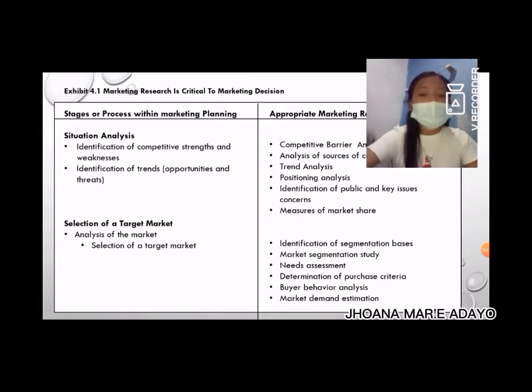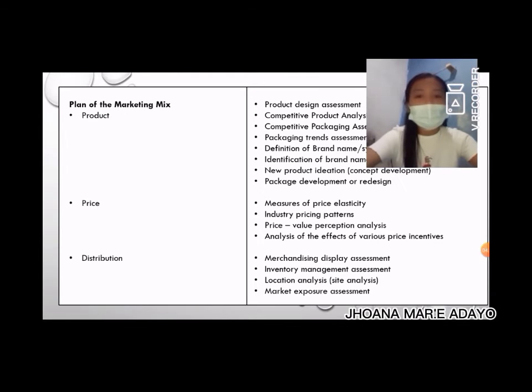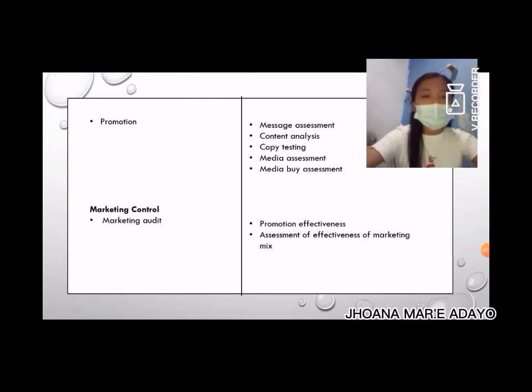Here in Exhibit 4.1, we can see how marketing research is utilized to make marketing decisions in a variety of ways. We have the stages here, or the process within marketing planning and appropriate marketing research. So we have the situation analysis, the selection of our target market, the plan of the marketing mix, which is the product, price, distribution, and promotions. Lastly, we have also the marketing control.